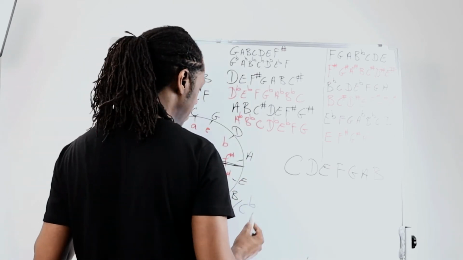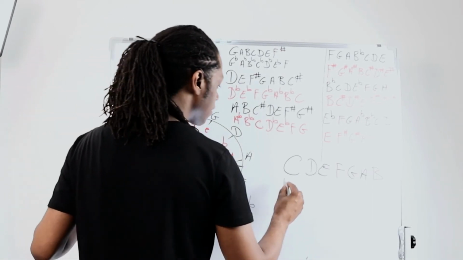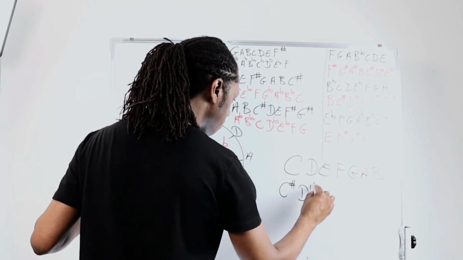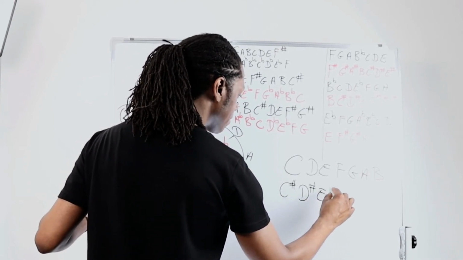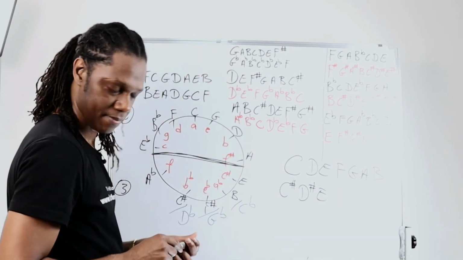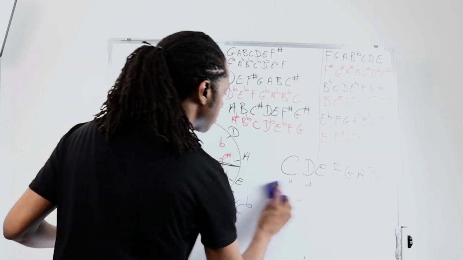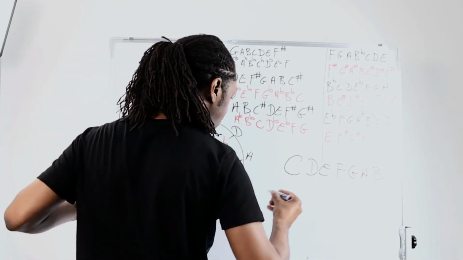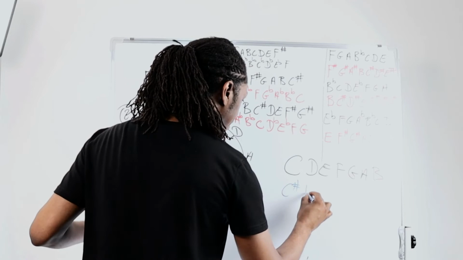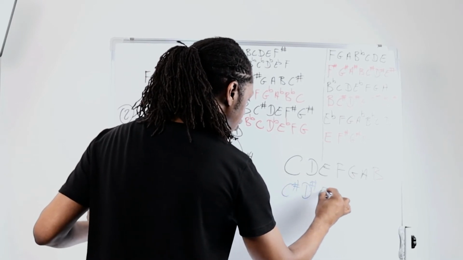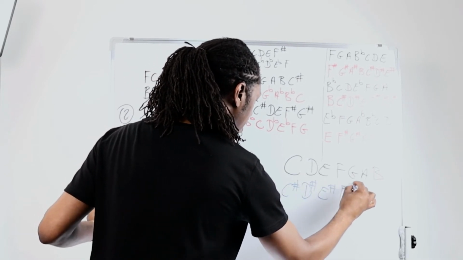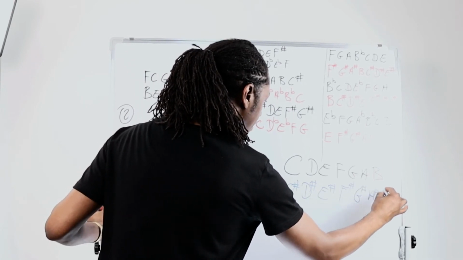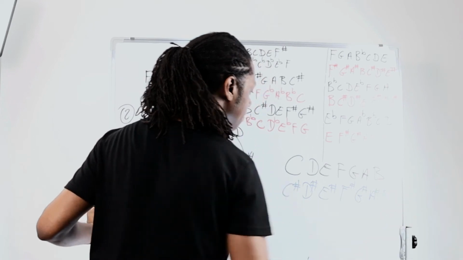So let's start with sharps. Okay? So all you need to do is add the sharps. So C sharp, D sharp, E sharp. Let me use another color so that you can see that, okay? So let me use blue. So C sharp, D sharp, E sharp, F sharp, G sharp, A sharp, and B sharp, okay?